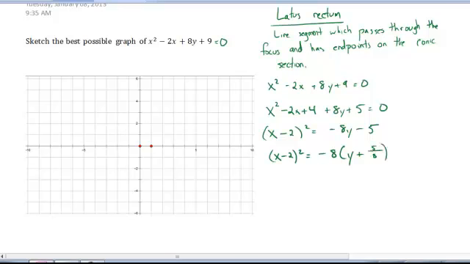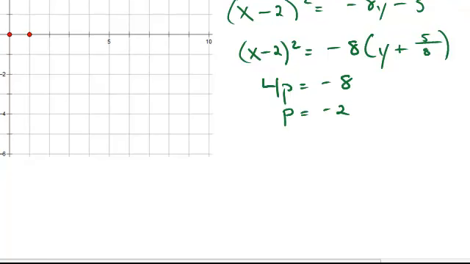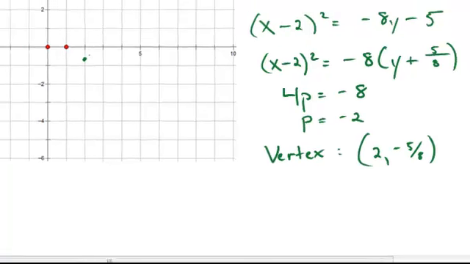So not necessarily the simplicity of the numbers for our first problem, but we can still move along with them. We should, before we do anything else, figure out what p is. So 4p is going to be minus 8, so p equals minus 2. And we'll get to in a second what that p means. The vertex is going to be 2, minus 5/8. So I'll put that in. 2, minus 5/8. It's about here.